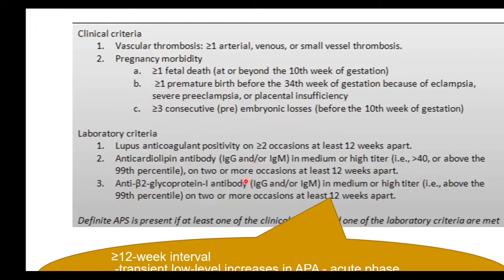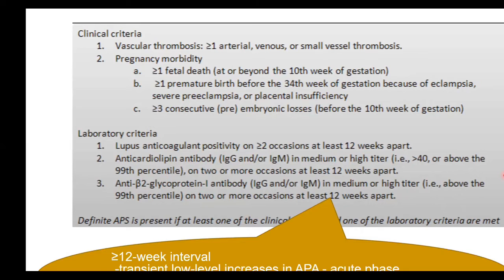And what do you do in the laboratory? You have to demonstrate lupus anticoagulant positivity on 2 occasions, 12 weeks apart. Anticardiolipin antibody in medium or high titer, either or both IgG and IgM, where medium to high titer means above the 99th percentile, again 12 weeks apart. Similarly, anti-beta 2 glycoprotein 1 in medium to high titer, detected 12 weeks apart.